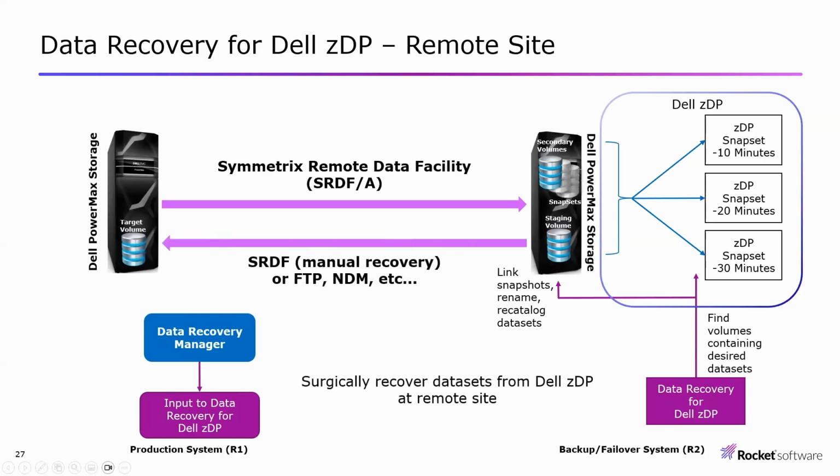You still want to get those data sets back to your production system, and there are different ways to do that. You can set up an SRDF link to bring those data sets back. If there are multiple data sets, you could use something like DFDSS to bundle them up, and use NDM or FTP to bring them back. There are different ways to get those data sets back to the production system, which is probably where you want them.